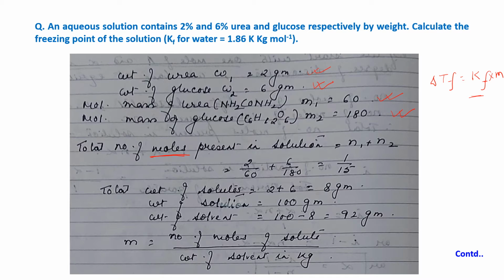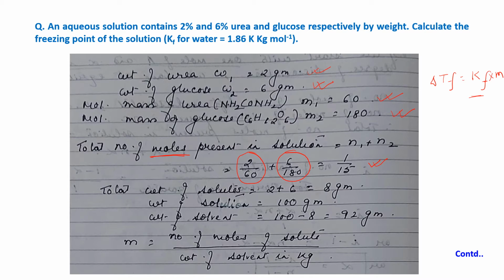How to find out number of moles? That is 2 gram and the molecular mass is 60, so this is the number of moles of urea, and 6 by 180 is the number of moles of glucose. If you add these two, we are getting 1 by 15.